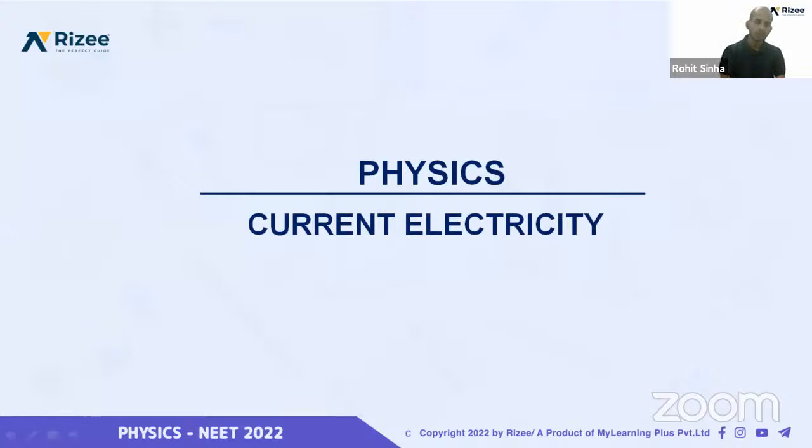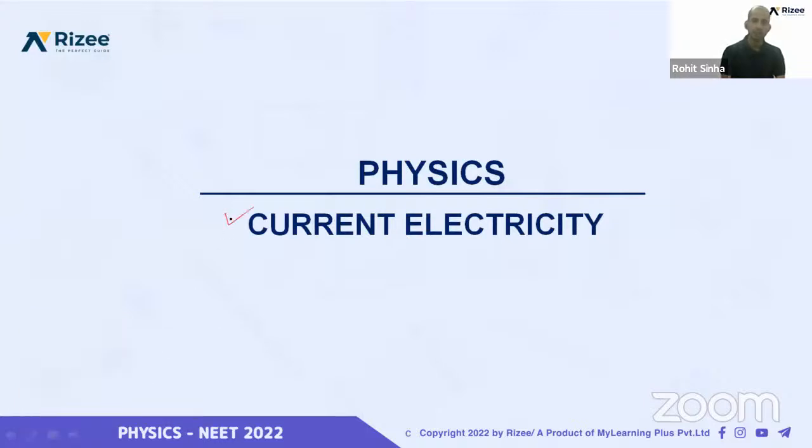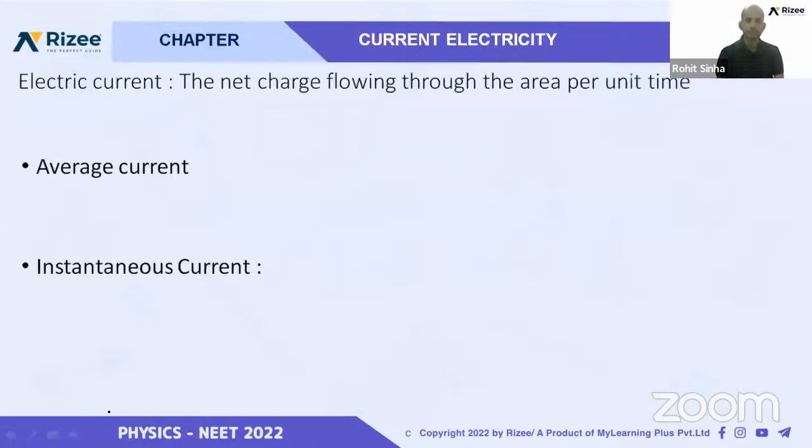Today we are going to begin with our new chapter, that is electric current, that is current electricity, and it's a very important chapter. Most of the questions are asked from this chapter also, and it is similar to capacitor. The circuit which we are using in capacitor, a similar type of circuit you will see here also. So without any delay, let's start the topic.